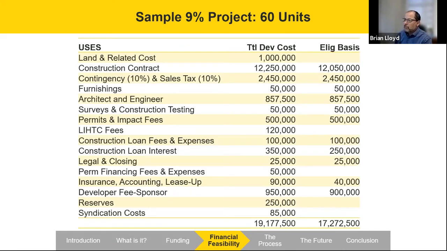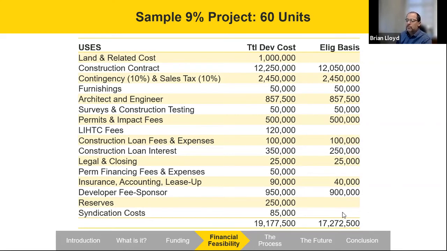Okay, so this is a sample pro forma. A 60-unit project, this is assuming a 9% tax credit execution. So multiple line items, the primary ones being land, construction related, A&E, permits, impact fees, reserves, some developer fee to cover the costs and the risks that the developer is taking to undergo this 3 to 5 year odyssey. And then this column over here is eligible basis.